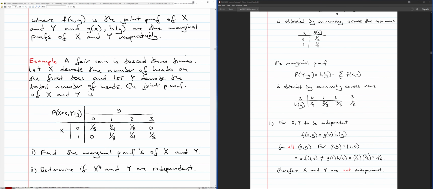So now what we want to do is determine if the random variables X and Y are independent.